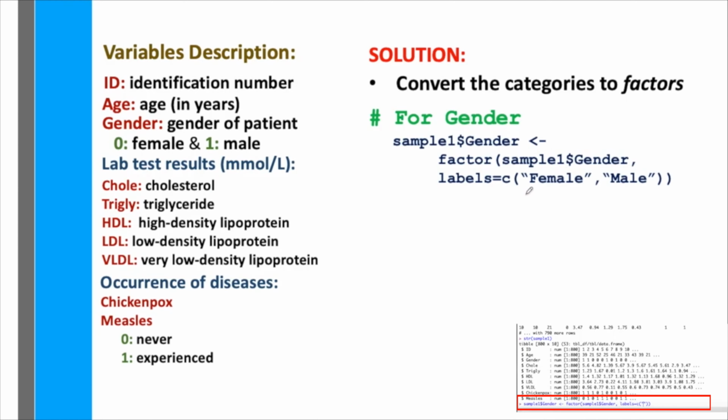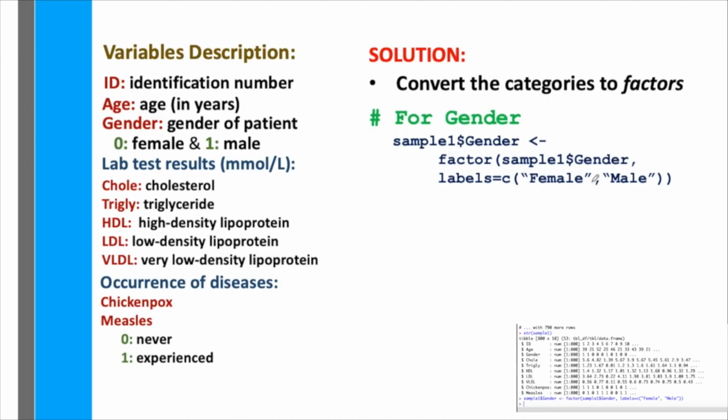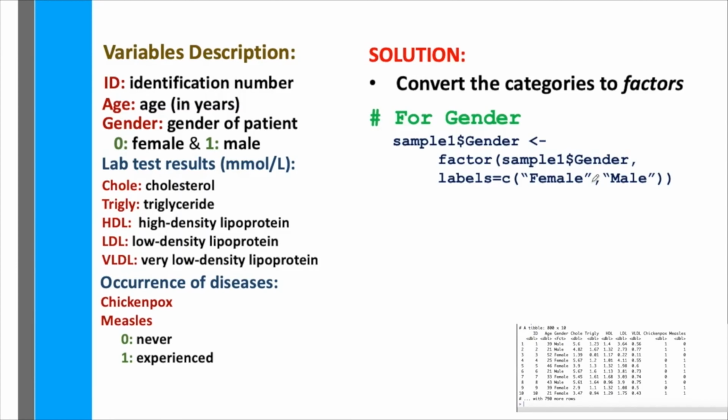Now, the question is, can this be interchanged? It's not. It's because you have to put first the one with the lower code. In this case, female is coded as 0 and male is coded as 1. So that's why it appears first, female first, and then male. So let's try that. Now what happened? Let's take a look at the data. Let's try to view the data. So type sample1. Now you see that gender has values male and female instead of 0 and 1.